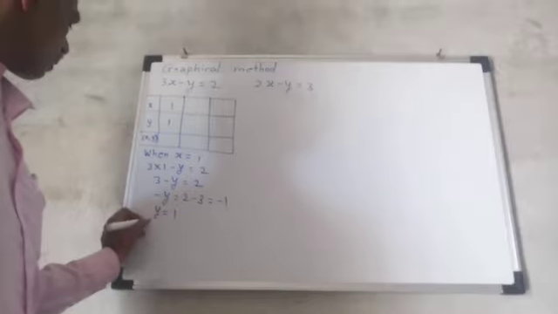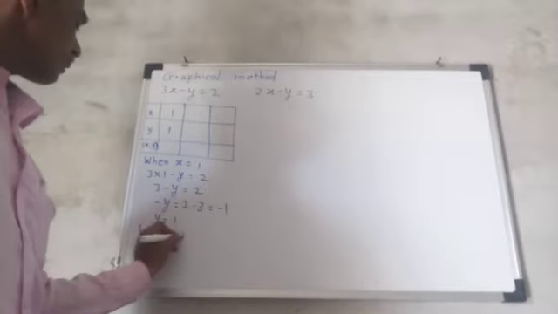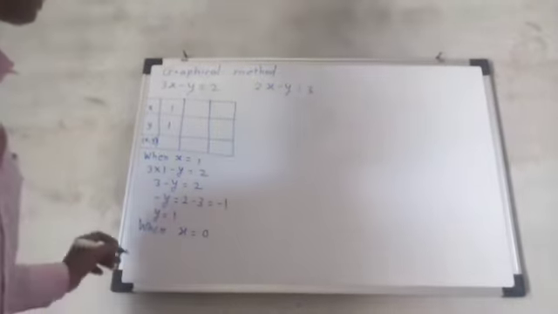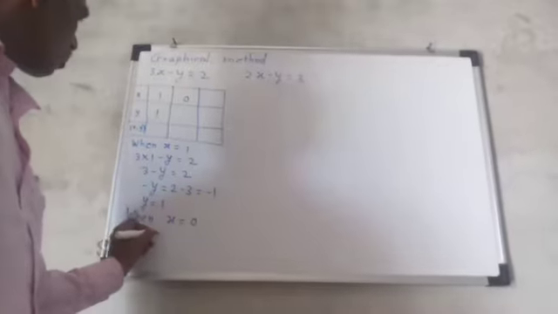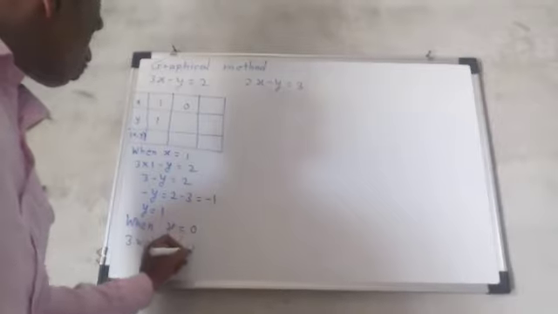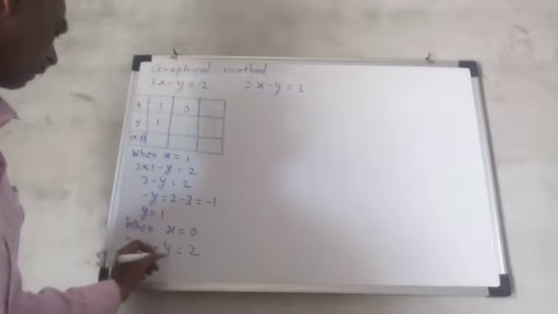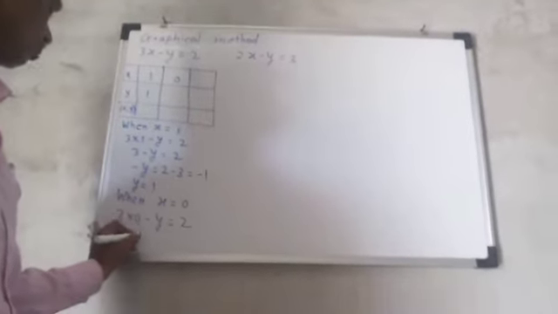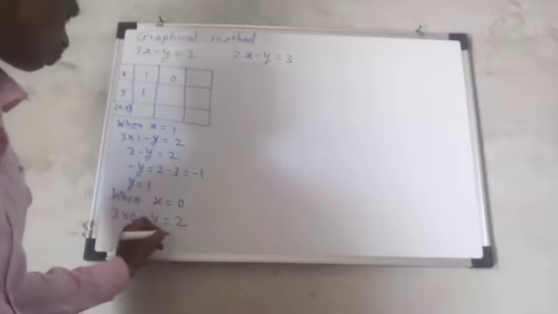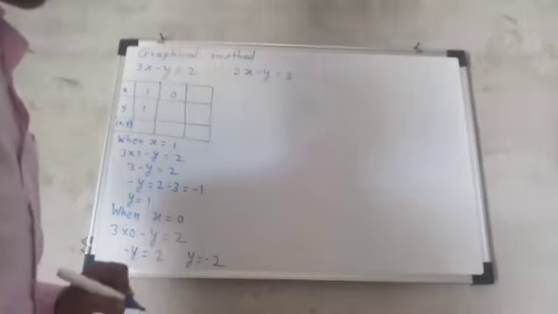When x is equal to 0, 3 into 0 minus y is equal to 2. 3 zeros are 0 minus y is equal to 2, means minus y is equal to 2. Therefore, y is equal to minus 2.